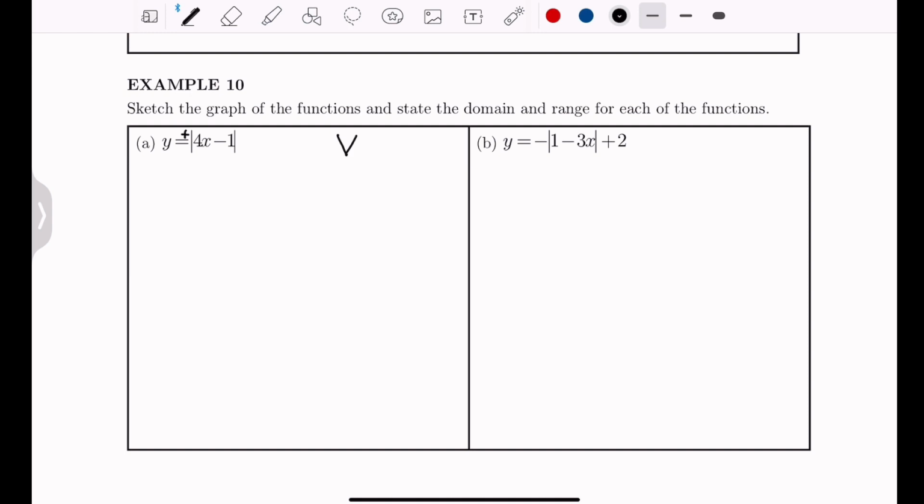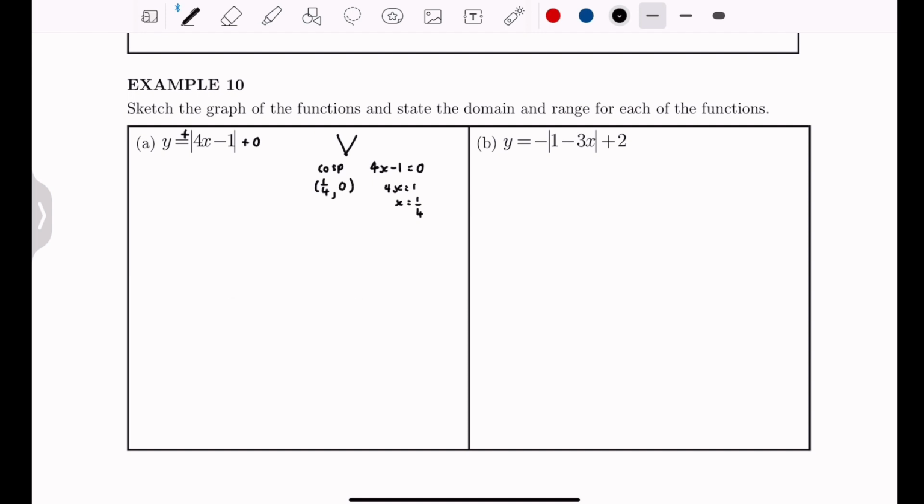After that, we need to find the coordinate of the starting point. For the coordinate of the starting point, we take all terms in the modulus. So for x minus 1 over 4, we let it equal 0, so x equals 1 over 4. So 1 over 4 is the x coordinate for the vertex. After that, outside the modulus, we don't have any number, so we can write it as plus 0. It means the y coordinate for the starting point is 0.